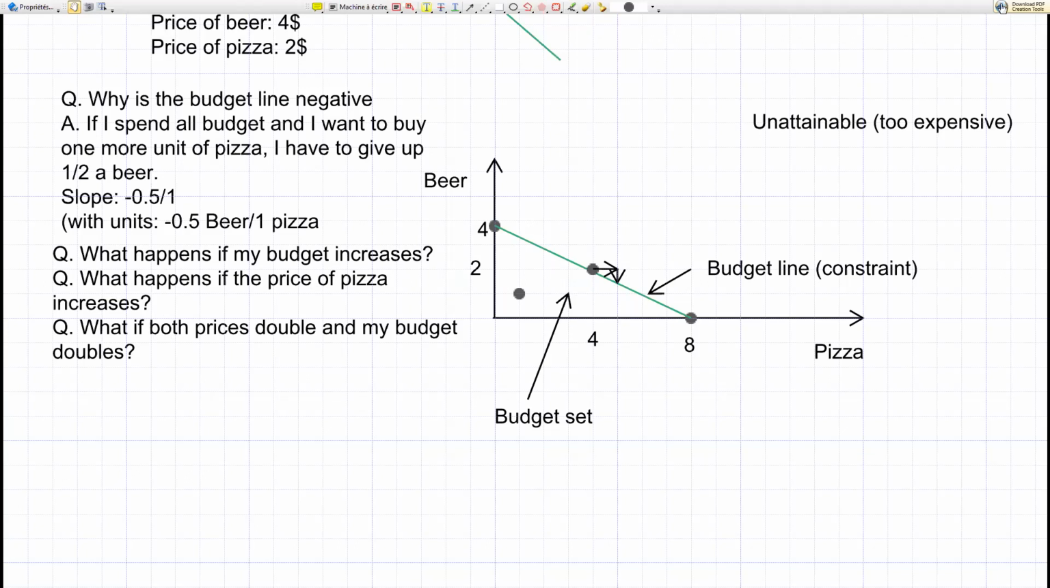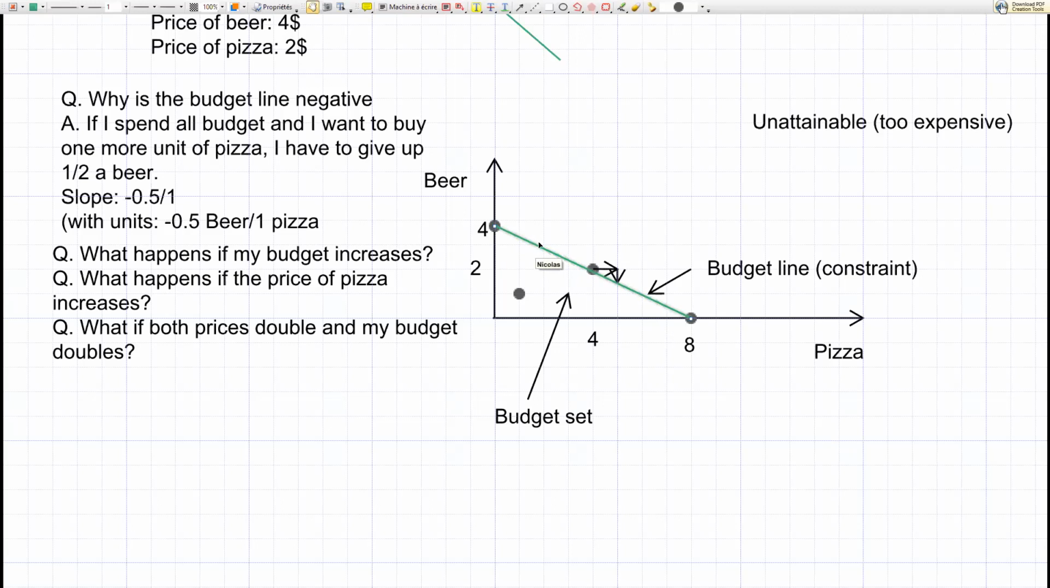The amount of pizza and beer will increase. The amount of pizza and beer we can buy would increase with our budget. So how is this line going to change? Isn't it going to shift upwards? Yes, exactly. And the slope is going to stay the same.